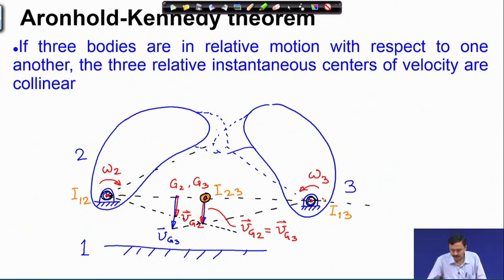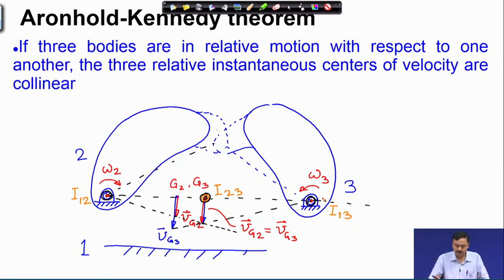I13 is the relative instantaneous center of body 3 with respect to the ground, that also will remain the same even if I let the ground move, but keeping the relative motions the same. So, nothing is going to change. Therefore, we have this theorem known as the Aronhold-Kennedy theorem, which states that if three bodies are in relative motion with respect to one another, the three relative instantaneous centers of velocity are collinear.